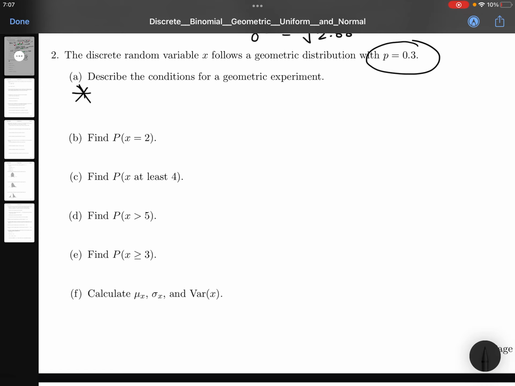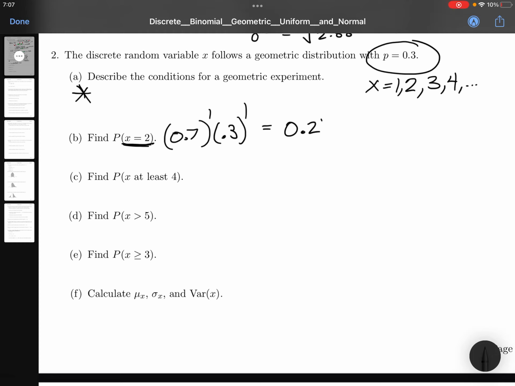Probability that x equals 2. Well, remember, we're talking about our random variable. It can be 1, not 0, but 1, 2, 3, 4, so on. So what's the probability to get to exactly 2? So we have to have 1 failure and then 1 success, because we succeed on the second try. So 0.21.